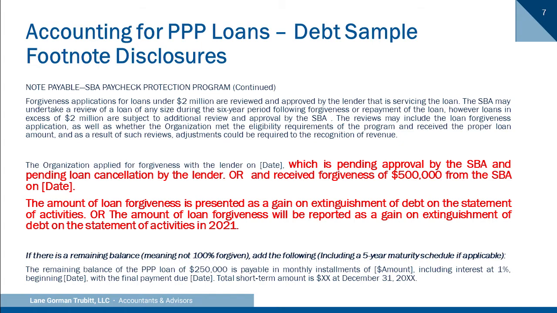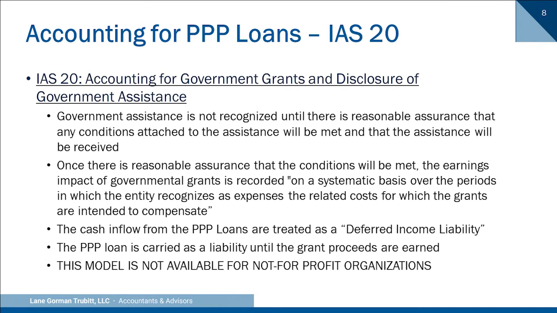If a business entity, which is not a not-for-profit organization, expects to meet the PPP eligibility criteria and concludes that the loan represents in substance a grant that is expected to be forgiven, it may account for the PPP loan as a government grant by analogy to IAS 20. Under this model, government assistance is not recognized until there is reasonable assurance, similar to the probable threshold in US GAAP, that one, any conditions attached to the assistance will be met, and two, the assistance will be received.